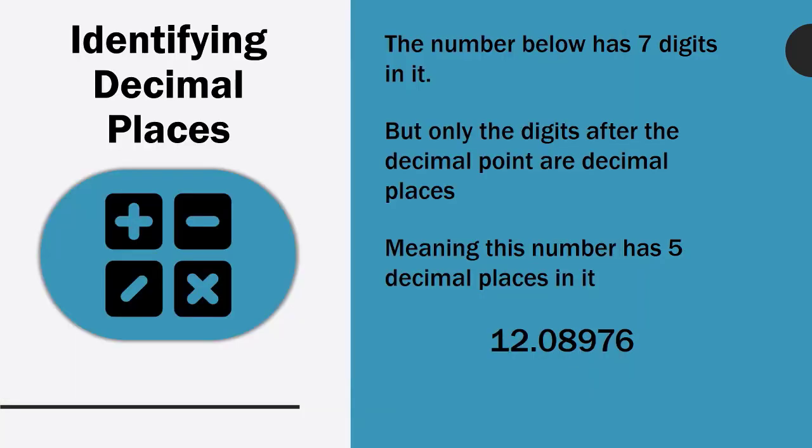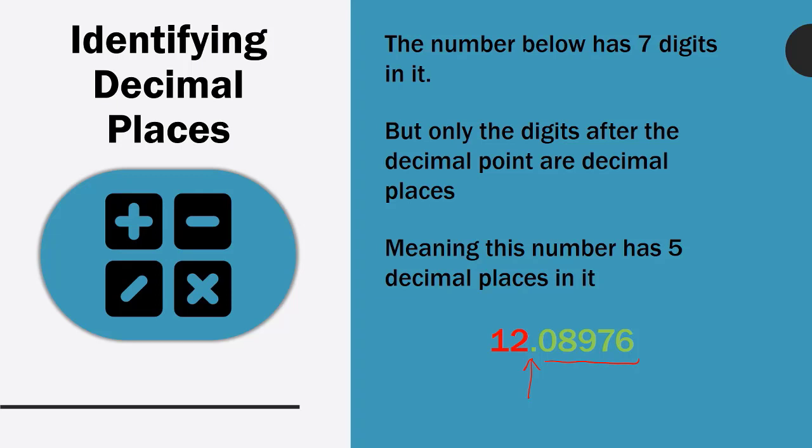Okay, and it says the number below has 7 digits in it. So they are the 7 digits there, 12.08976. But only the digits after the decimal point are decimal places. So that means that those 2 digits there, 1 and 2, are whole numbers. So they're actually not decimal places. Okay, they are whole numbers. But the 5 numbers that come after our decimal point, which is this here, are decimal places. So that means that this number here has 5 decimal places in it.